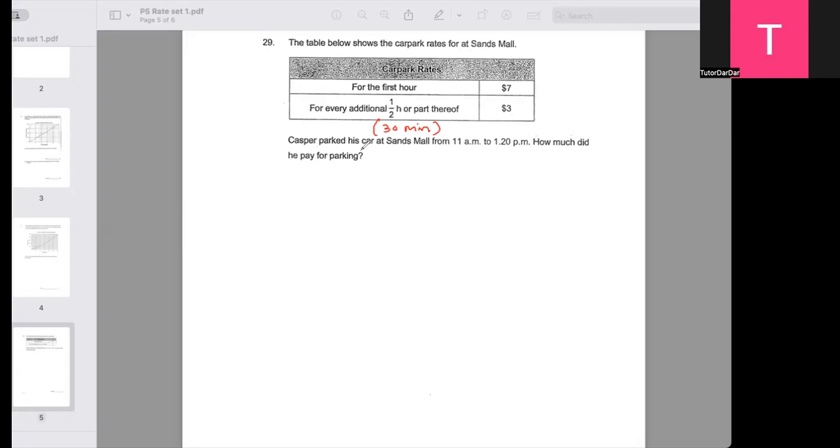Okay? So Casper parked his car at Sands Mall from 11 a.m. to 1:20 p.m. So 11 a.m.